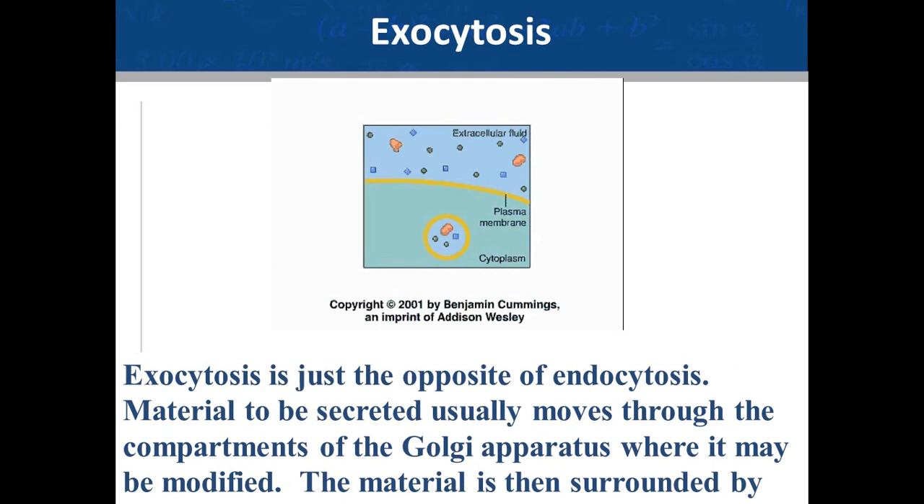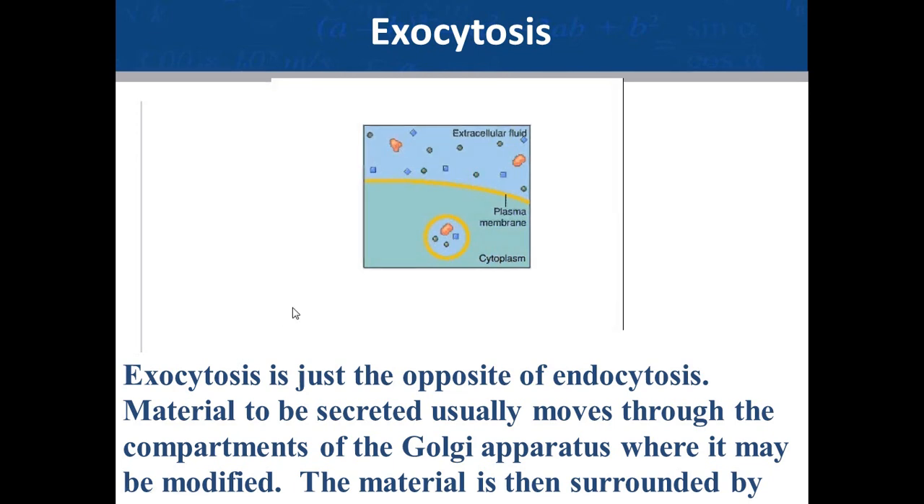So next we want to talk about exocytosis. Exocytosis is just the opposite of endocytosis. Material that needs to be secreted moves through the compartments of the Golgi apparatus, and then it is wrapped up into a vesicle, and then after that it moves to the plasma membrane where it is excreted. So let's watch a little video about that.